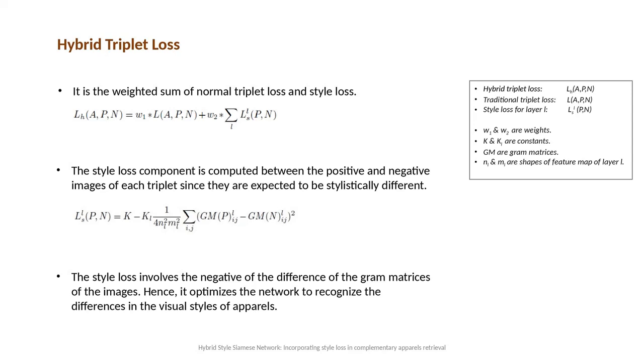The intuition behind the whole idea of the style loss is that if an apparel A goes with a certain apparel B but is not compatible with an apparel C, then we can expect that apparels B and C are stylistically different from each other.